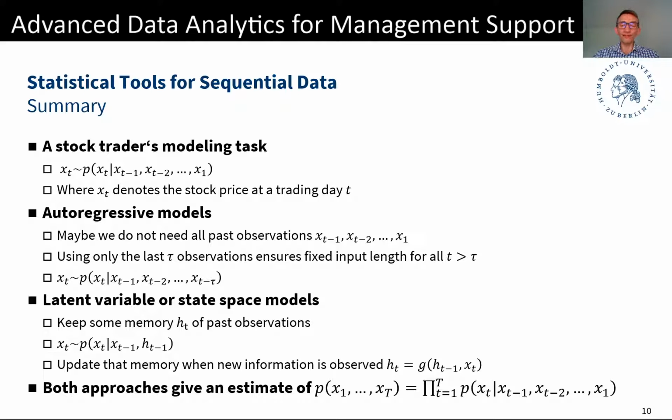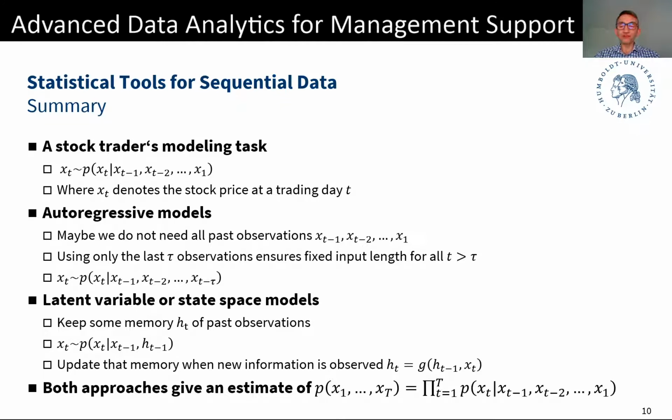And this is what we do next. In addition, we have this latent variable or state space modeling approach, where we keep this memory that summarizes the whole time series, or in theory it could summarize the whole time series, and we use this memory to predict future values of xt.